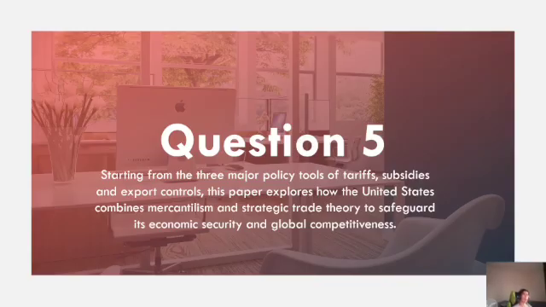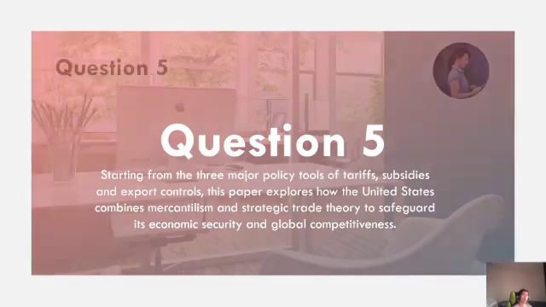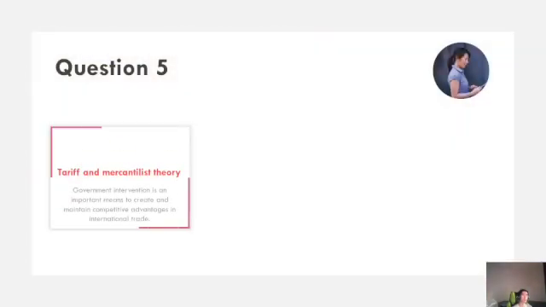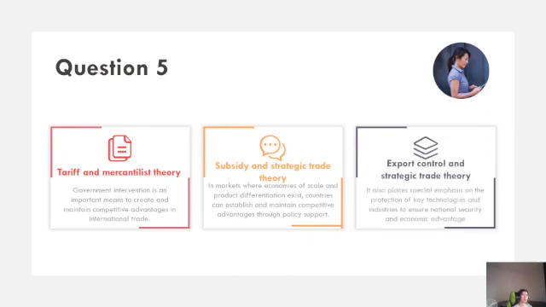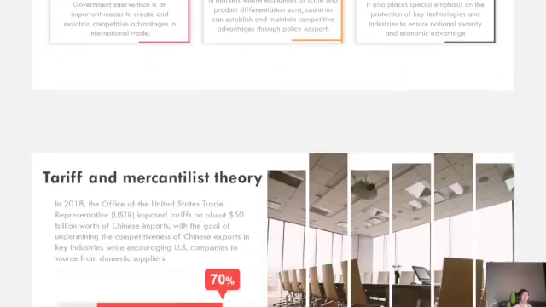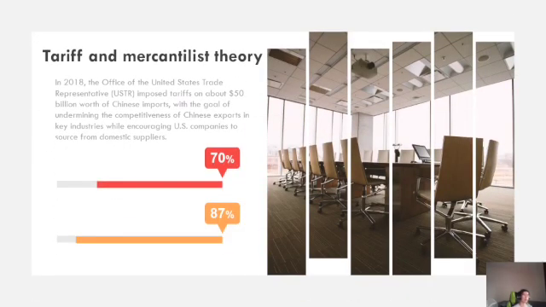Hi everyone. Now I want to talk about the main tools of United States trade policy and the international trade theories behind them. These tools include tariffs, subsidies, and export controls, which reflect mercantilism theory and strategic trade theories. First up is mercantilism theory. This idea suggests that by limiting imports and boosting exports, countries can build wealth and strengthen their power.